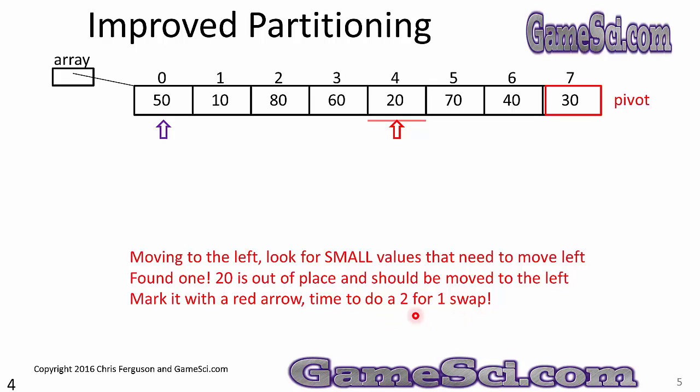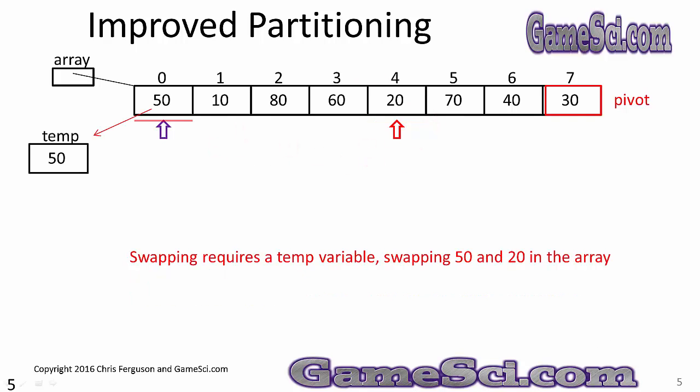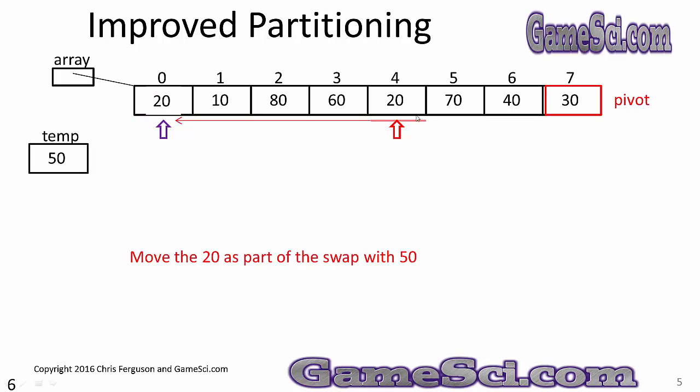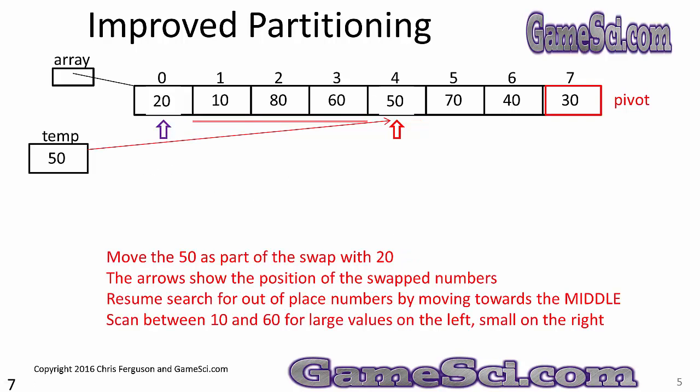Do you understand what I mean when I say 2-for-1 swap? I have a number that's out of place on the left. I have a number that's out of place on the right. When I swap them, they're both moving to a better position. Swapping requires the temp variable, so the 50 will be saved into the temp variable. Now I can move the 20 over to where the 50 was as part of the swap with 50. And of course, the 50 goes back into the spot where 20 was.